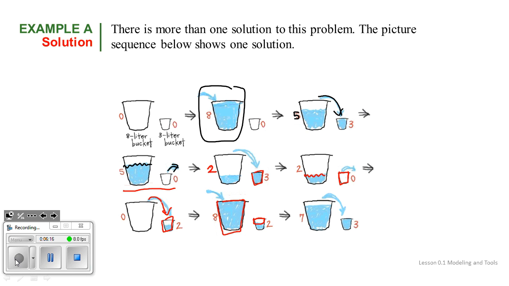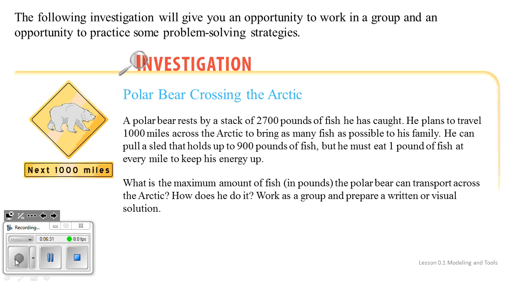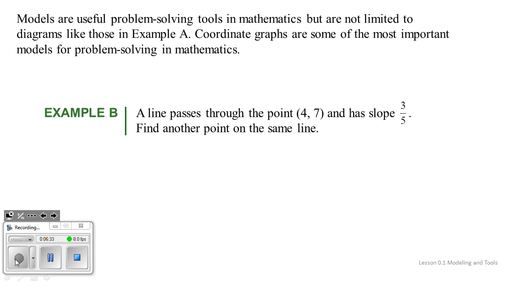So if I take my 8 liters and I fill up that 3-liter bucket, it means I'm putting 1 more liter in there, which means I'm left with 7 liters in my 8-liter bucket. And there's one possible solution. Save this one for class.